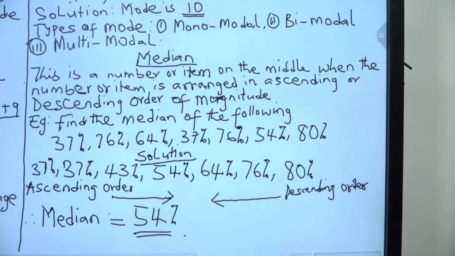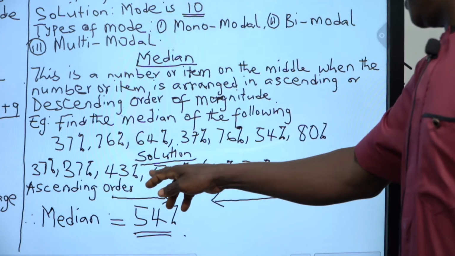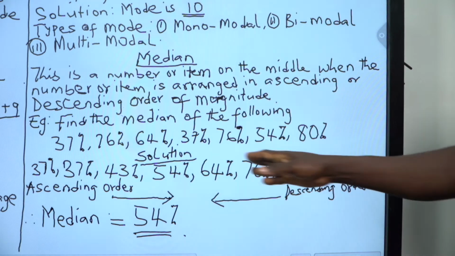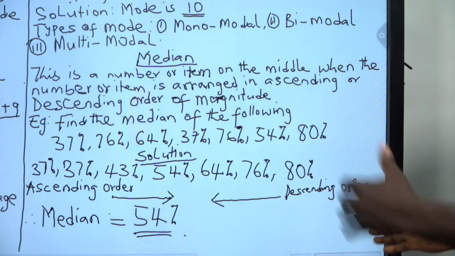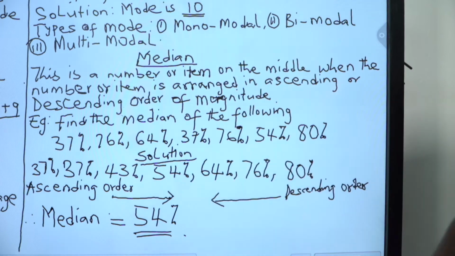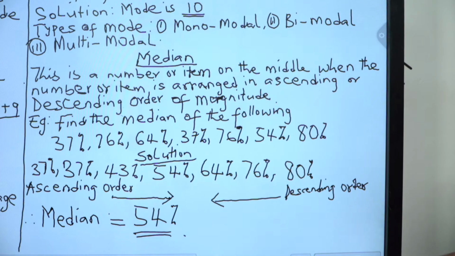Having done that, you will now count the numbers and find the one that is at the middle. If you count, you have 1, 2, 3, 1, 2, 3. The whole number is 7 in number, which means that if you count 3 from the right and 3 from the left, you see that 54 is at the middle. And that's why we conclude by saying that our median is 54.